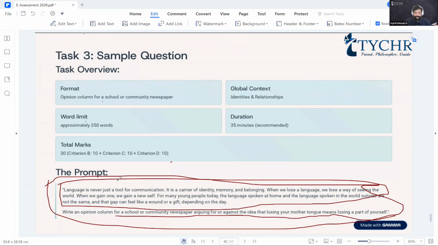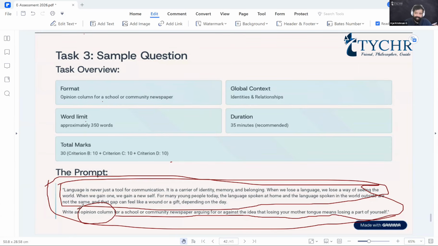So something like this will be given to understand the context, and then you'll have a question asking you to write a specific text type. Here, the text type is opinion column. So this is where I want you to prepare for specific text types. Make sure that you prepare in detail for a specific text type, so you don't mess up the format, because an opinion column is way too different from a newspaper article. It is obviously different from a diary entry.